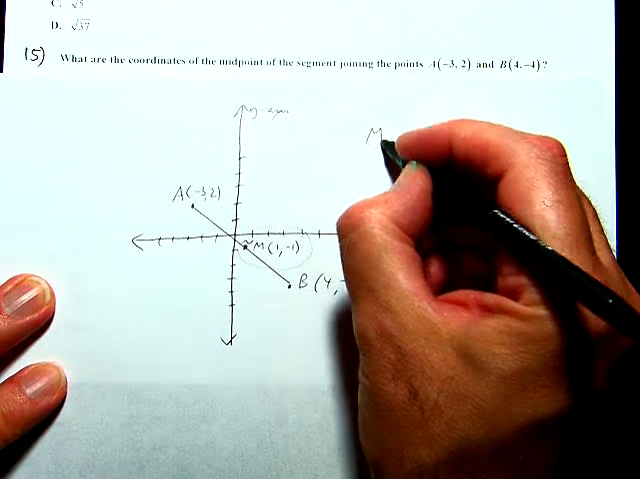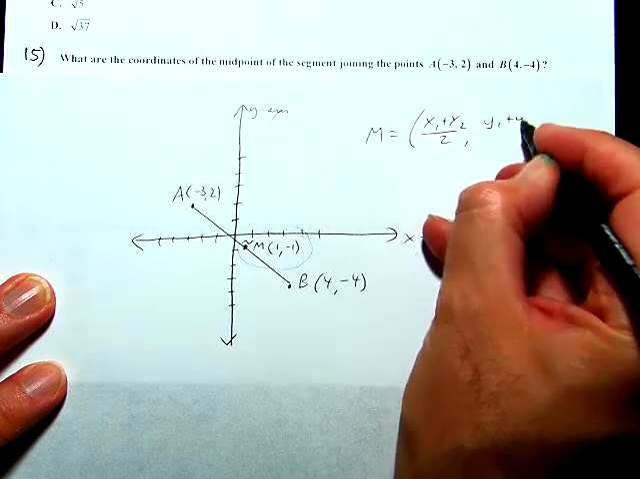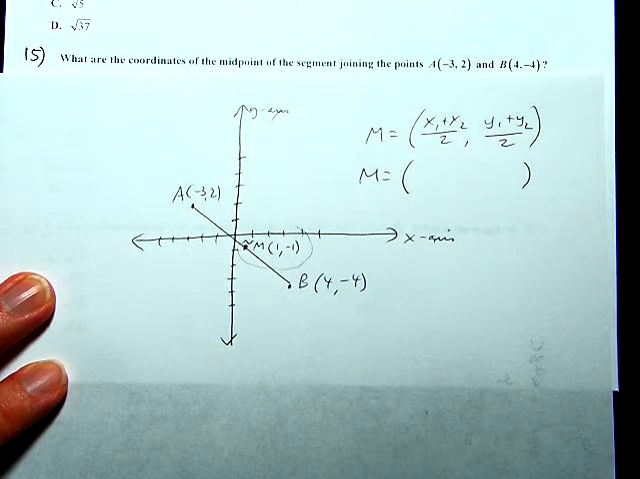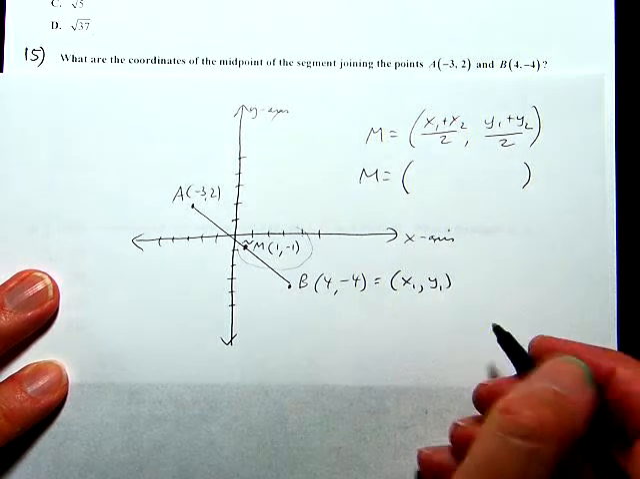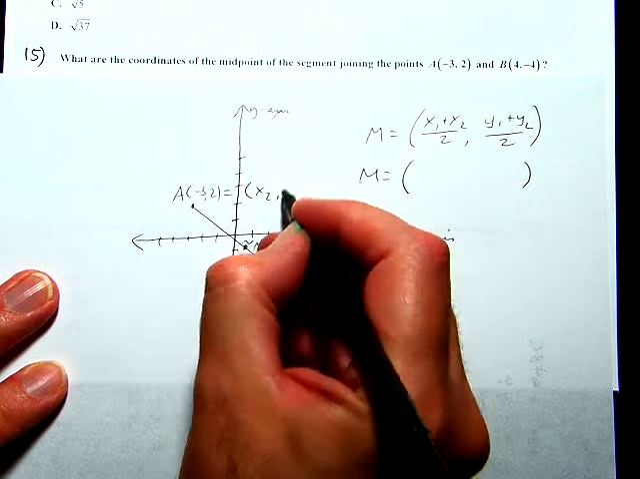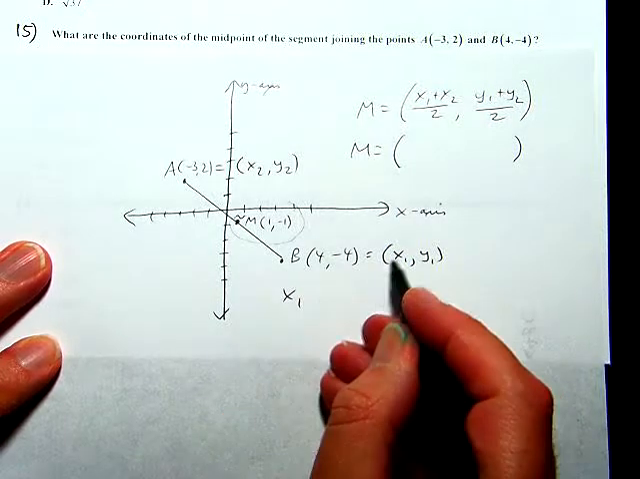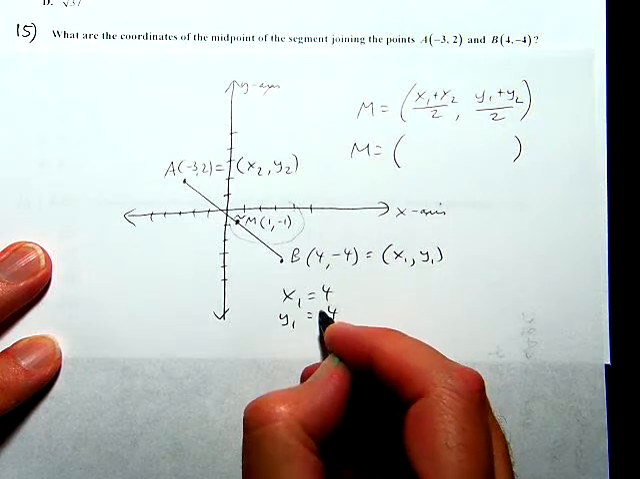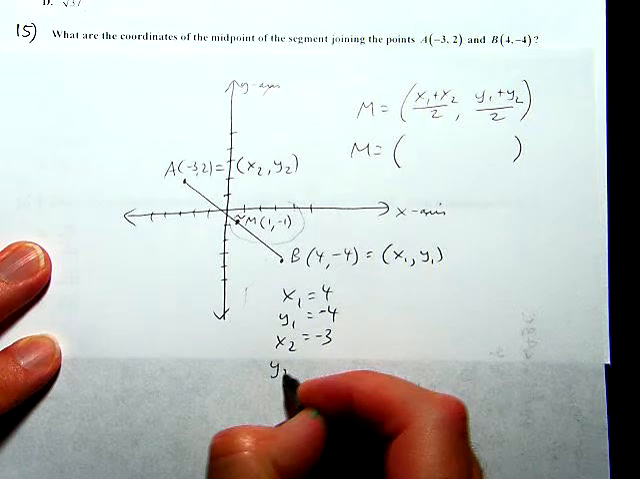So the real answer is going to be m is equal to x1 plus x2 over 2, y1 plus y2 over 2. And let's see how close my guess came. So we've got to decide x1, y1, x2, y2. Arbitrarily, let me say that this is x1, y1, and this is going to be x2, y2, and I can even make my little tables of x and y. So x1 here is 4, y1 here is -4, x2 is -3, and y2 is equal to 2.